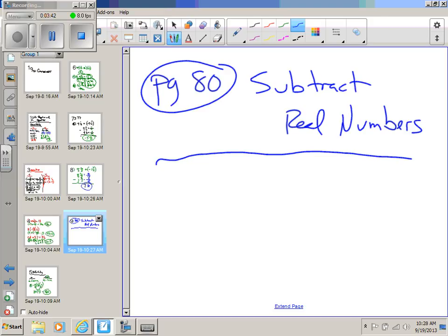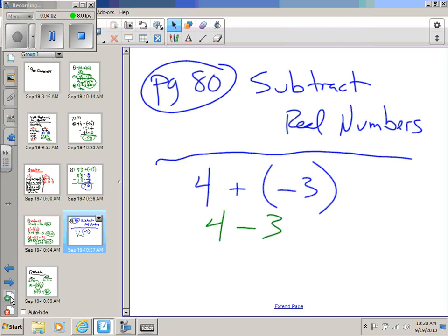Now, the fundamental difference between adding integers and subtracting integers is right here. When you had that yesterday, when you added a negative, what did that really mean you were doing, Marlia? It really meant 4 minus 3.